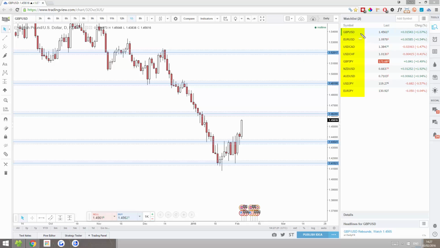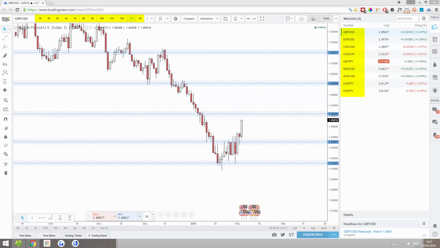Now, the reason I do this, I go through every single pair here and every single time frame up here. It allows me, if I do this several times per day, which I do, to see pretty much every candle forming throughout a day, which means I rarely, if ever, miss any actual trade setups that I want to trade.